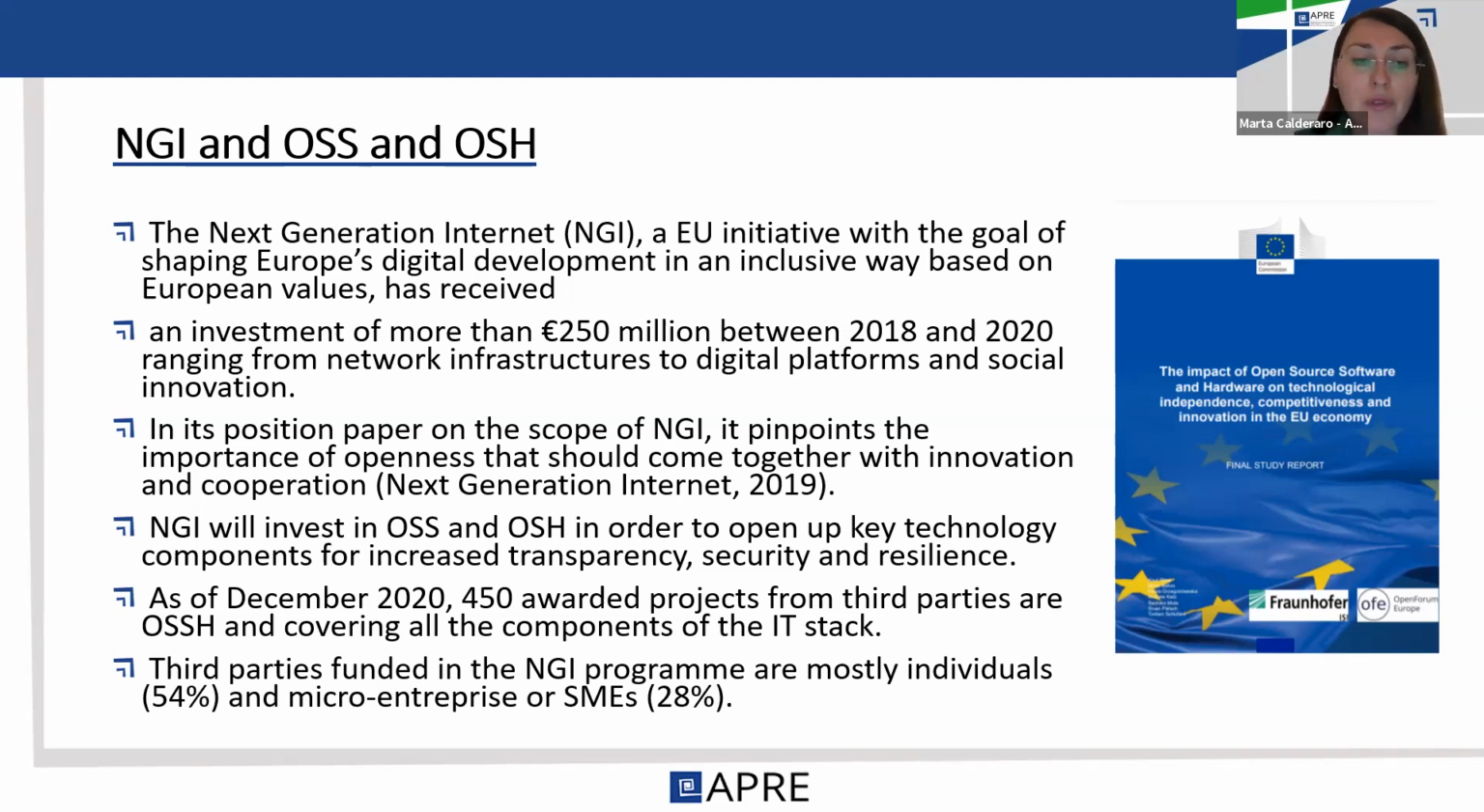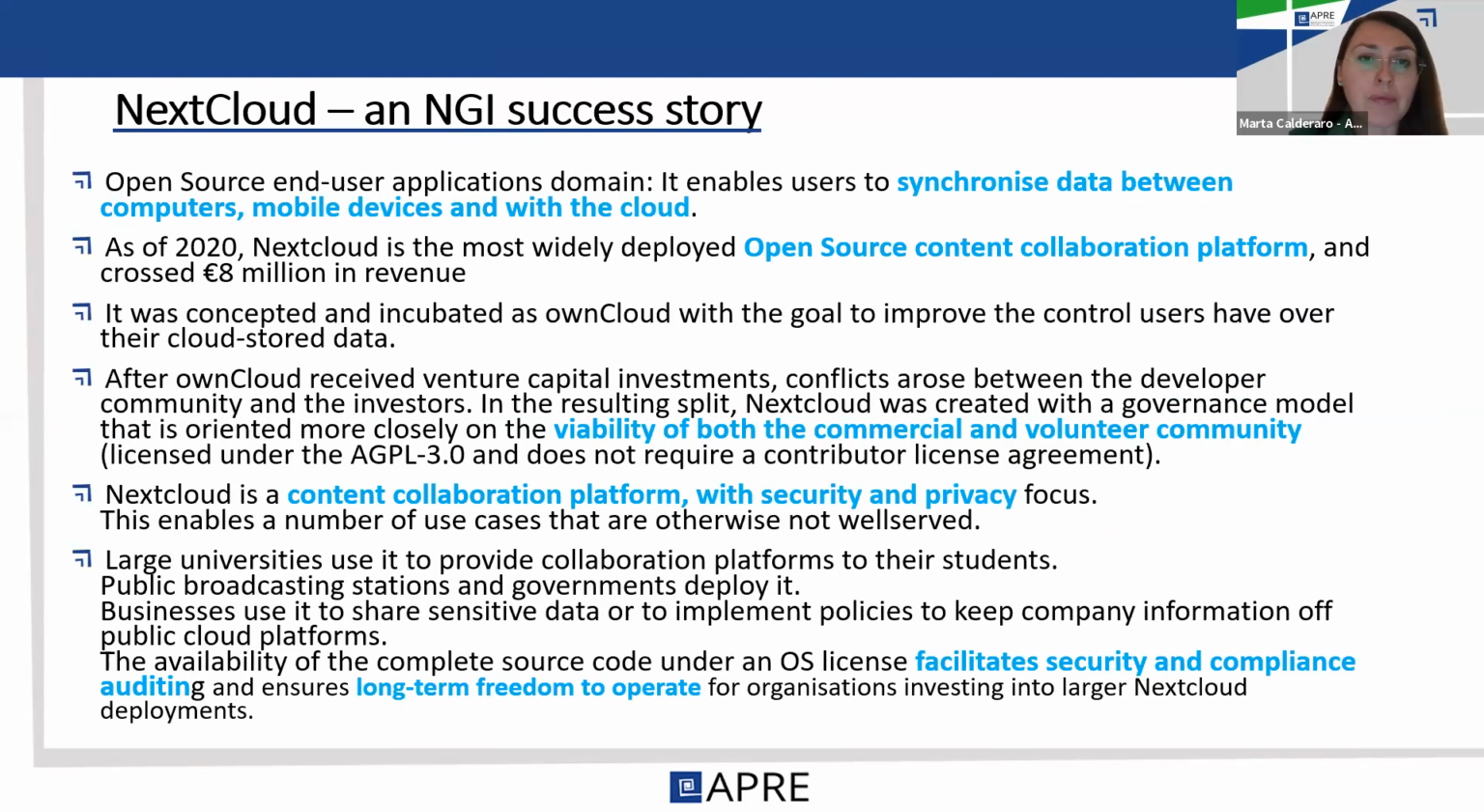Actually, we have, as of December 2020, 450 awarded projects with different third parties. Some of you listening are already part of such a community. And we are more or less represented by individuals or micro enterprises and small and medium enterprises. So by looking in depth into the report, it was also citing an NGI success story that I wanted to cite to you, because I think that by looking at examples of what has been done from other sides, it's quite relevant for us also to understand where we can go in the future.